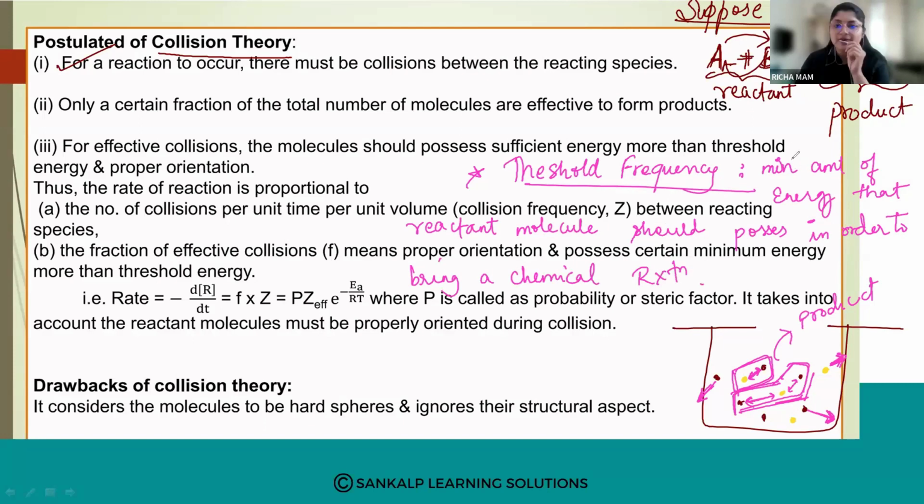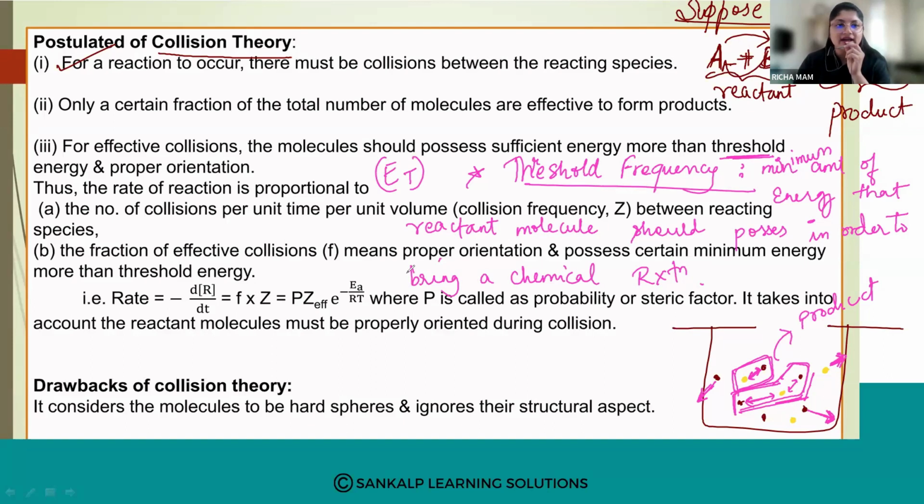Please note it down, and don't use shortcuts; I have written shortcuts. So what is threshold frequency? Threshold frequency, spelled T-H-R-E-S-H-O-L-D. It is the minimum amount of energy which a reactant molecule should have so that it will undergo a chemical reaction. It is given as ET.